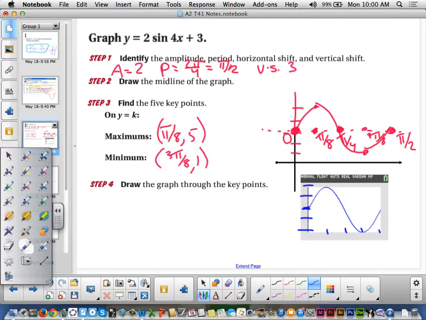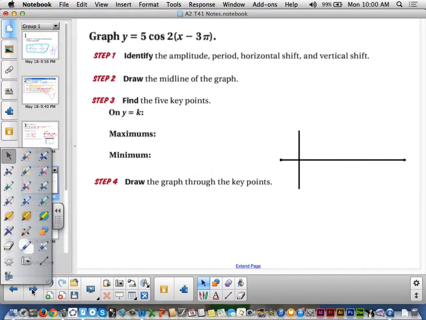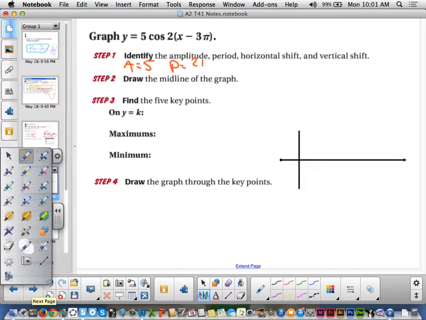All right, let's look at the next one, or another example. Y equals 5 cosine 2 times x minus 3 pi. We'll start with the amplitude, which is 5 in this case. The period is 2 pi over 2, which reduces to pi. There is a horizontal shift, left-right this time, of 3 pi, and there is no vertical shift.